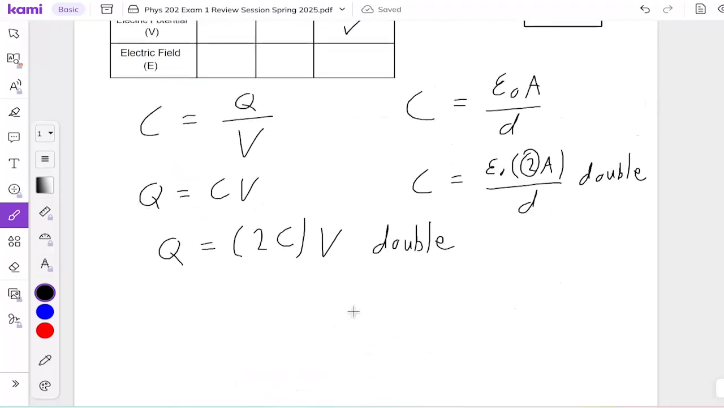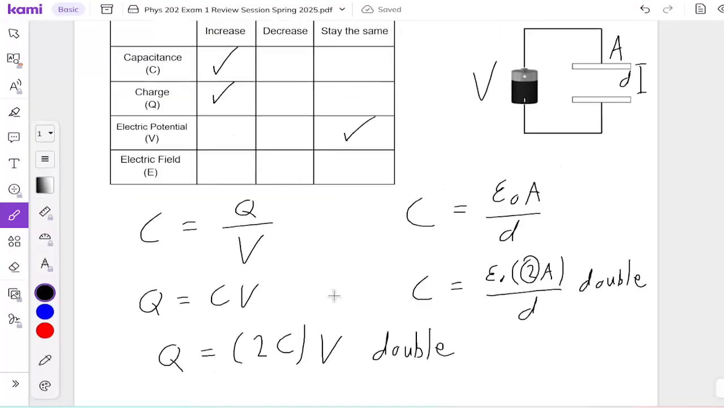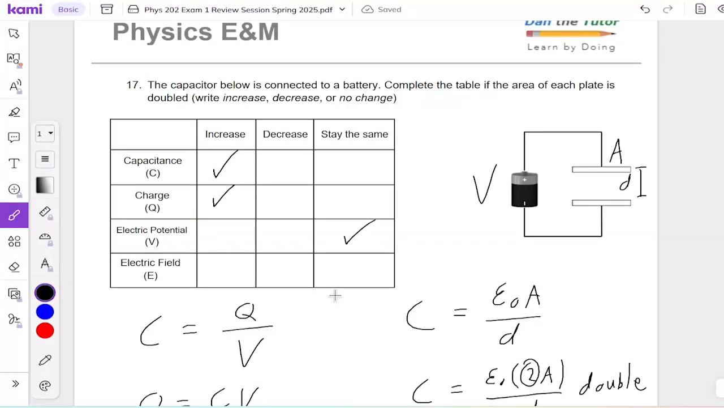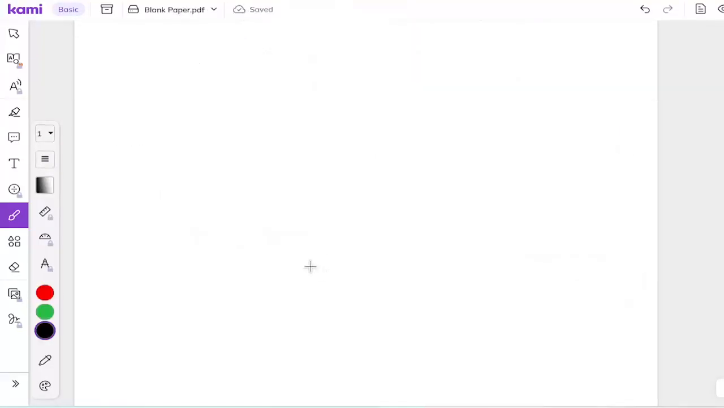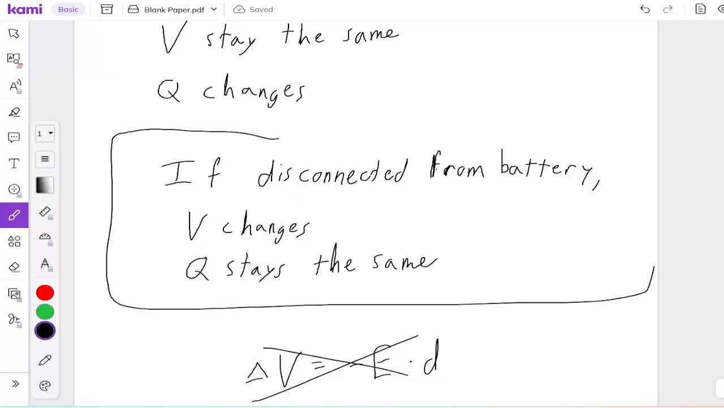Well, we have a couple of equations for this. I'm going to use this one, C equals... Wait. Go ahead. What did you say? If it was disconnected, what happens? Yes, if it's connected at first and then disconnected, V changes. It might increase, it might decrease, depends on the problem. But V is going to change, Q stays the same. So it's the reverse order of what we had here. Okay, thank you.